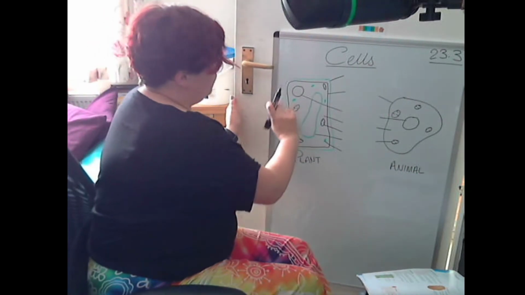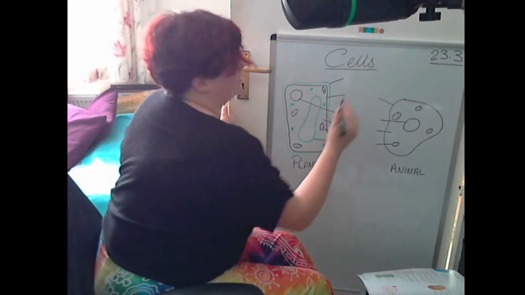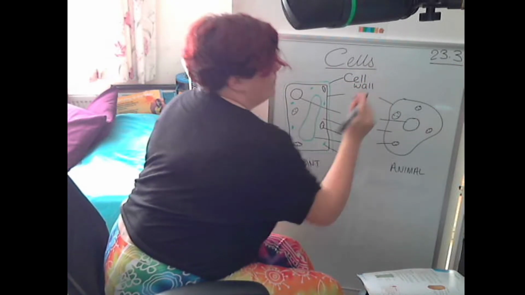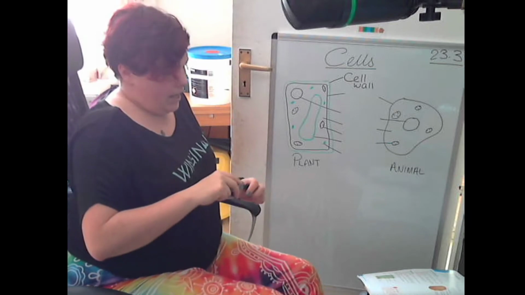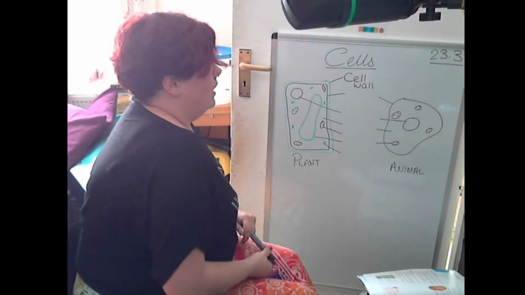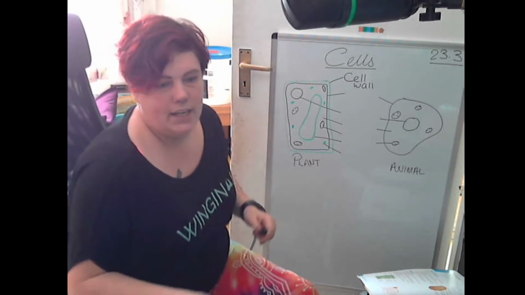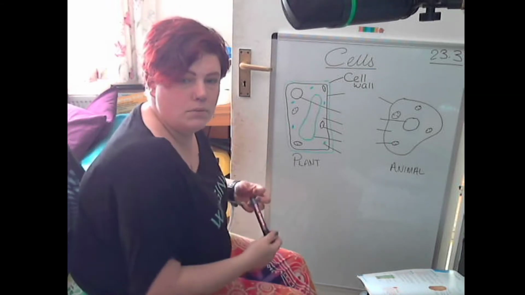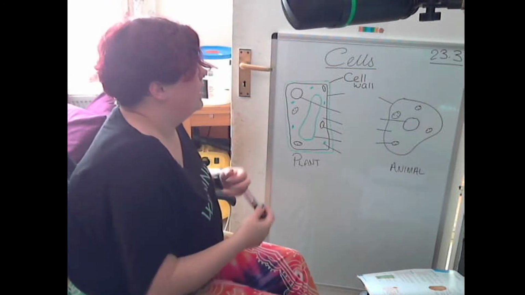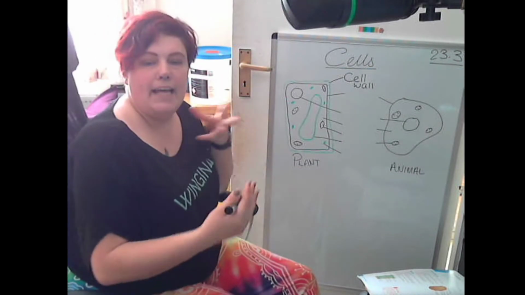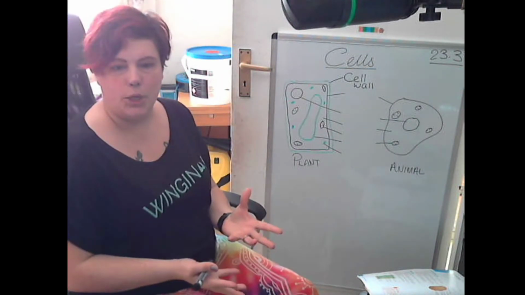Okay, so the first one we've got in green is right around the outside. We have the cell wall. And in plants, that's made of a substance called cellulose, which is a carbohydrate. We as humans actually have no way of breaking cellulose down. Some animals can, we can't. So that's basically there to give the cell structure.